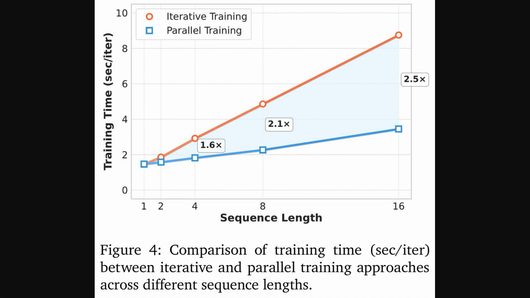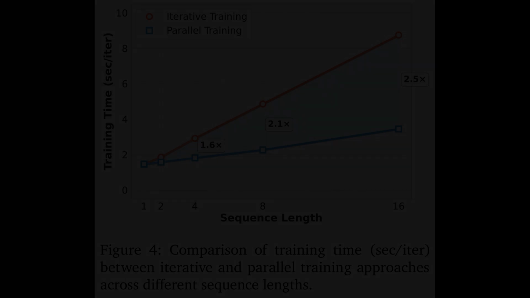So the previous table summarized accuracy across tasks. Figure 4 shows training time versus sequence length, comparing iterative training to the parallel approach. The red iterative curve rises steeply, which signals near linear growth in seconds per iteration as clips get longer. The blue parallel curve grows much more gently, so the time gap widens from 1.6 times at 4 frames to 2.5 times at 16 frames. The shaded area highlights the cumulative savings that make long clip training practical.